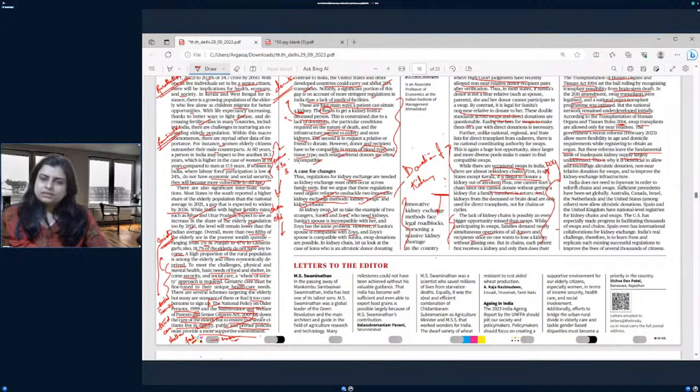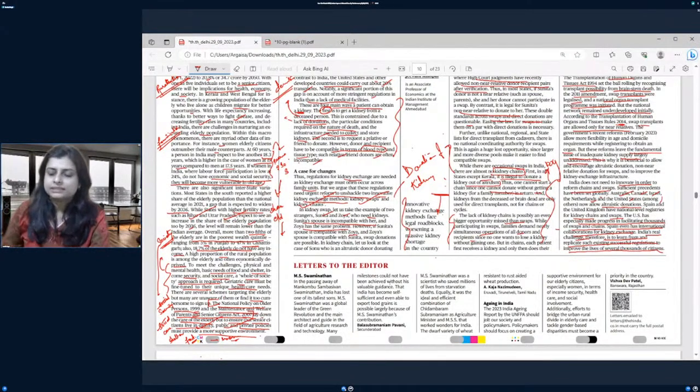India does not need to innovate in order to reform chains and swaps. Sufficient precedents have been set globally. Australia, Canada, Israel, Netherlands and the US now allow altruistic donations. Spain and the UK have national level registries for kidney chains and swaps. The US has especially made progress in facilitating thousands of swaps in chains. Spain even has international collaboration for kidney exchange. India's real challenge, therefore, is to learn from and replicate such existing successful regulations to improve the lives of several thousands of citizens.